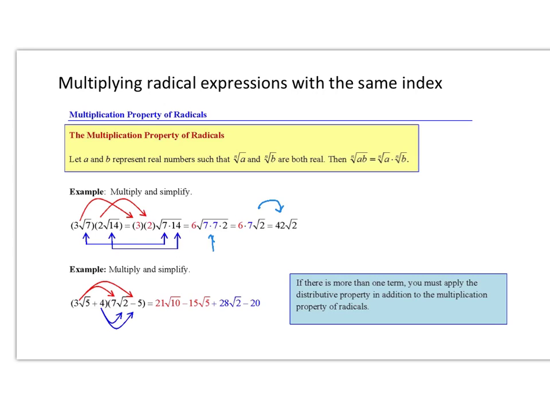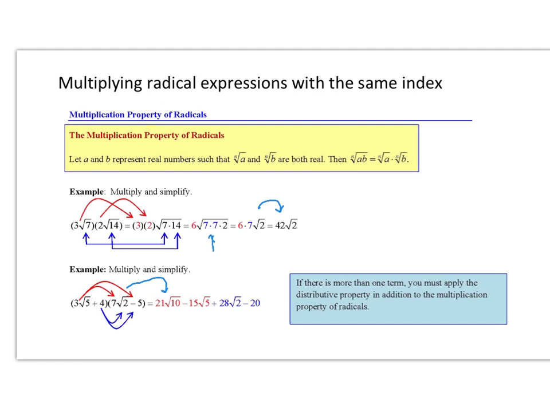If we multiply a two-term expression, in the next example we have 3 square root of 5 plus 4, parentheses closed, parentheses open, 7 square root of 2 minus 5. You will notice we use the distributive property here in order to multiply. So we have 3 square root of 5 times 7 square root of 2. You will notice that then becomes 21 times the square root of 10.